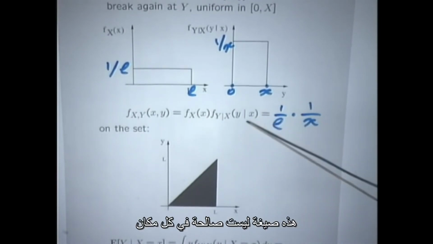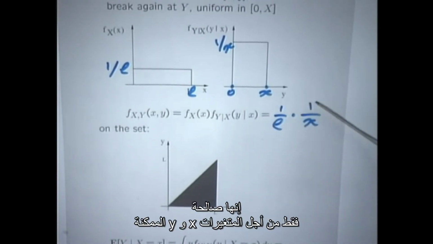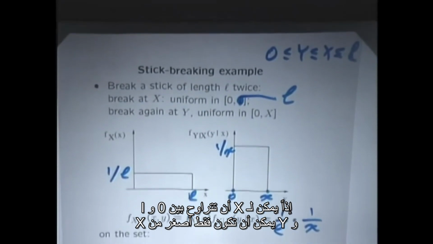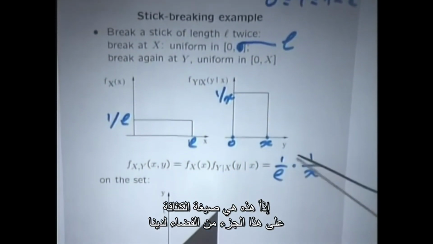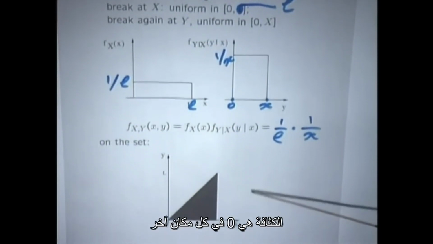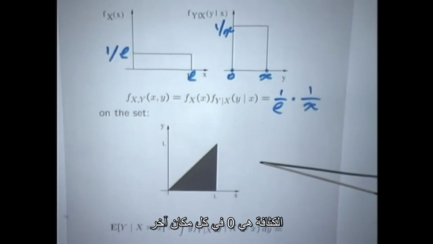This is a formula that's not valid anywhere. It's only valid for the x's and y's that are possible. And the x's and y's that are possible are given by these inequalities. So x can range from 0 to L, and y can only be smaller than x. So this is the formula for the density on this part of our space. The density is 0 anywhere else.